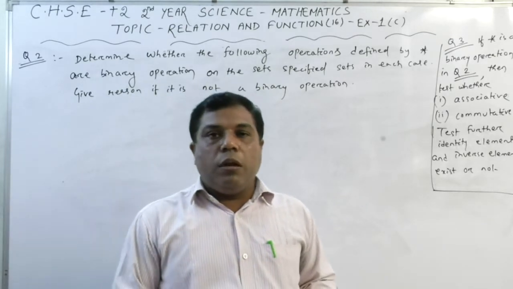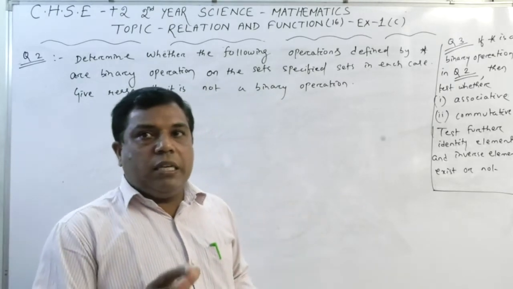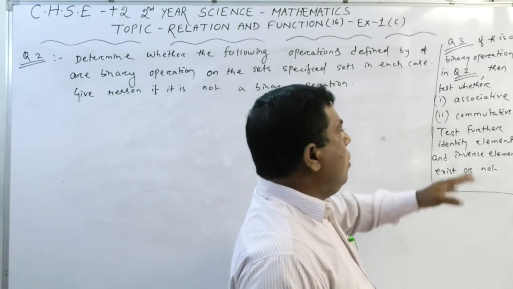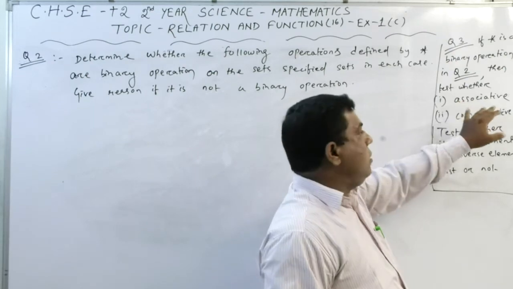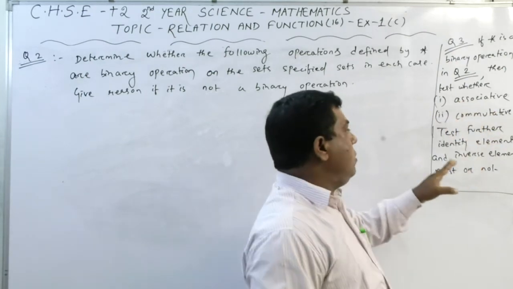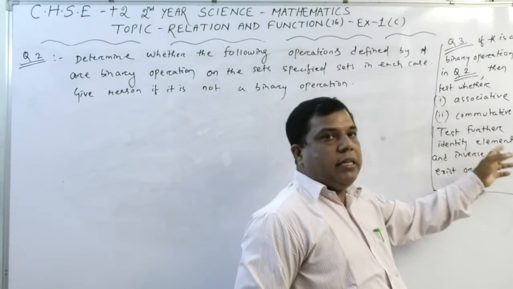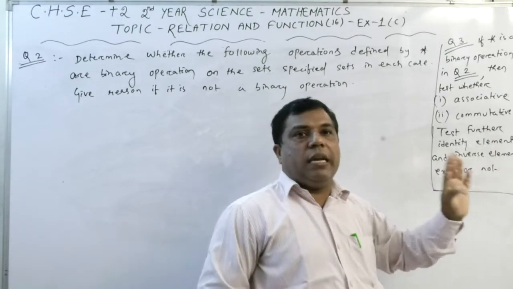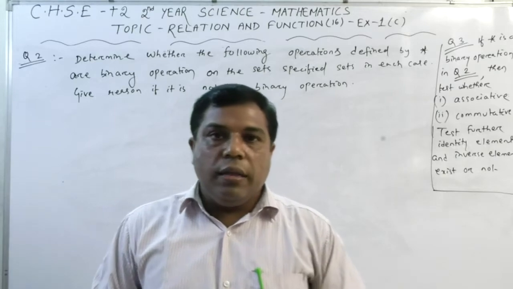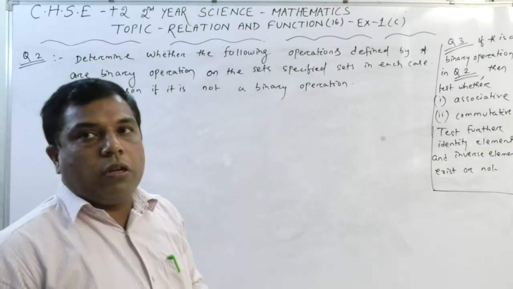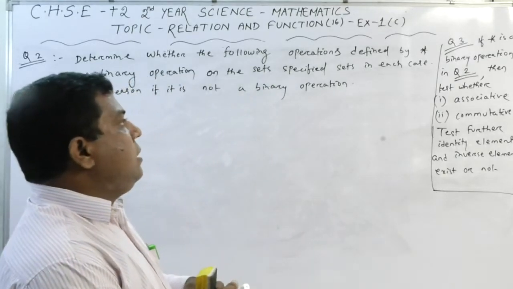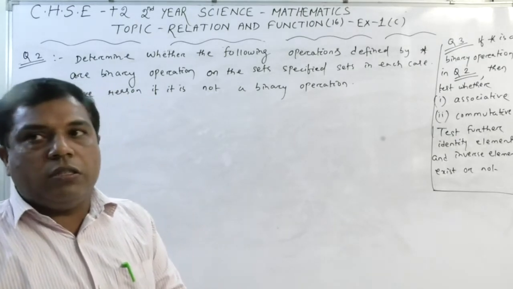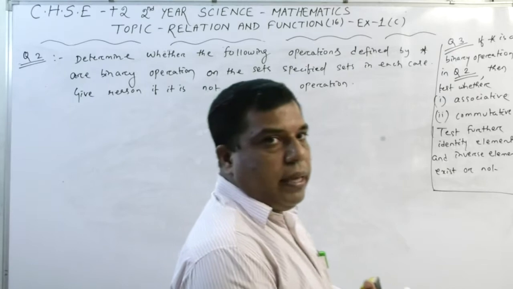And what question number 3 says is, if it is a binary operation, further we move and we will show whether it is associative or not, commutative or not, whether the identity element exists or not, and whether the inverse of each and every element exists or not. That we have to check further. So with this, we move to solve some of the operations from our exercise.